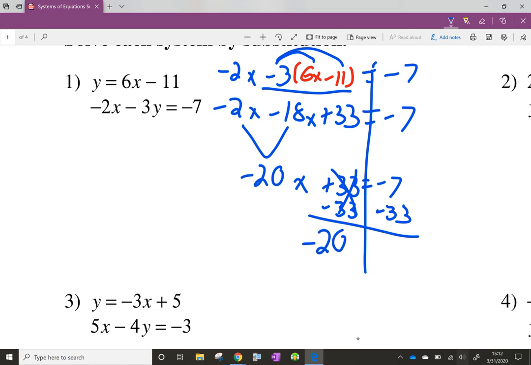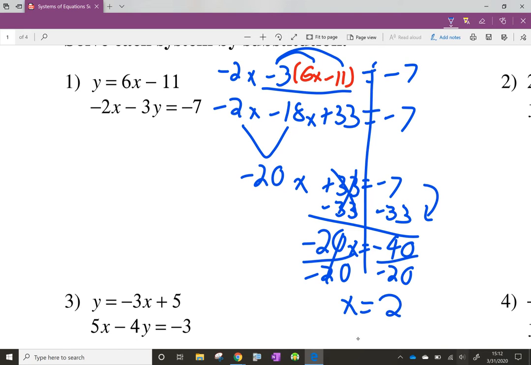We end up with negative 20x equal to negative 40, right? Negative 7 minus 33 is negative 40. And now divide by negative 20. And so 20 goes into 40 twice. A negative divided by a negative makes a positive. So my x is equal to 2. So that's part of my answer, 2.